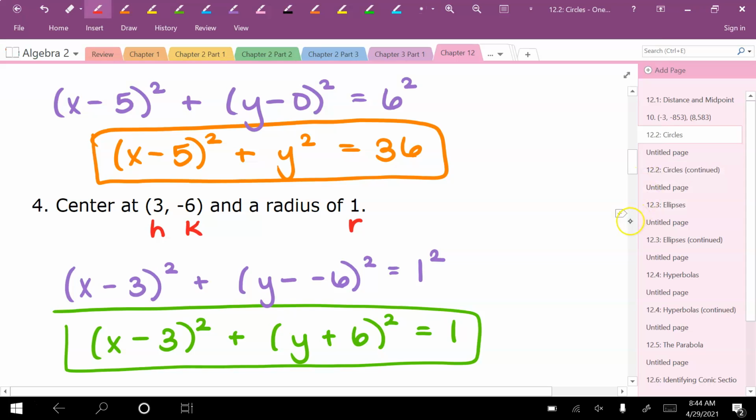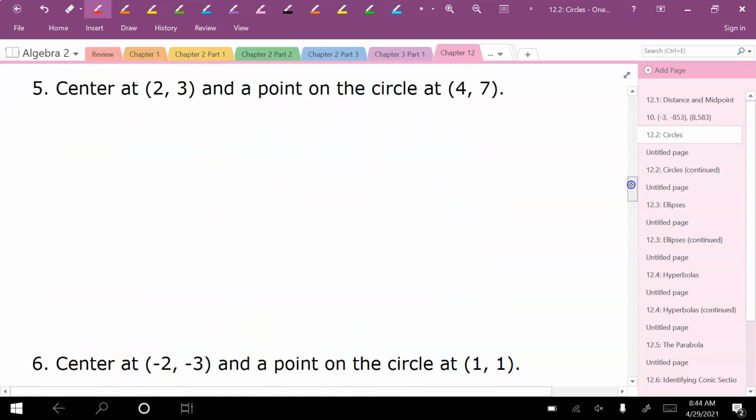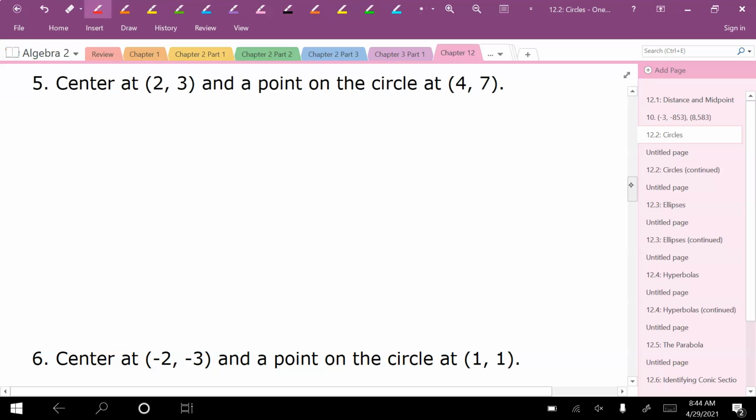All right, the last couple on this front page here are just a little bit different because they do give us the center still, but they're not giving us the radius right away. So what we're going to have to do is actually find the radius first, and we do that by using the distance formula that we saw yesterday in section 1.